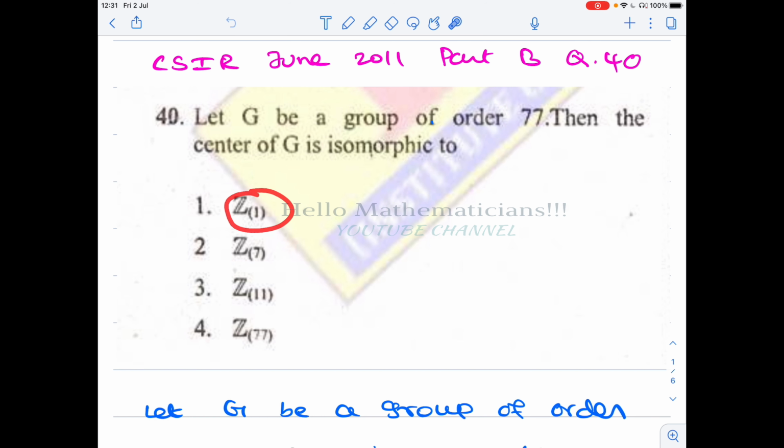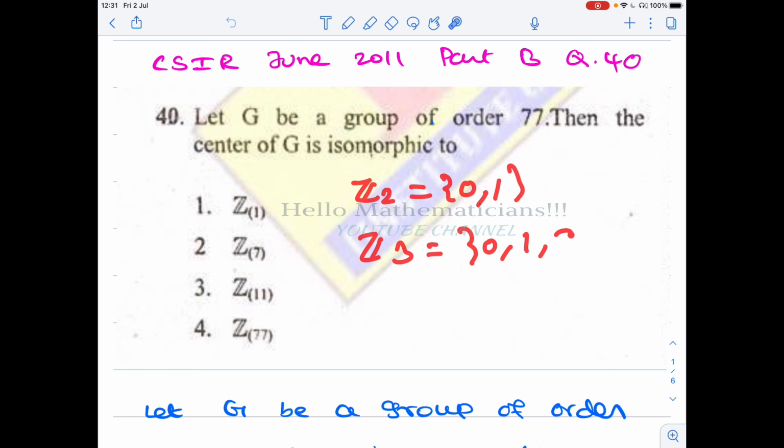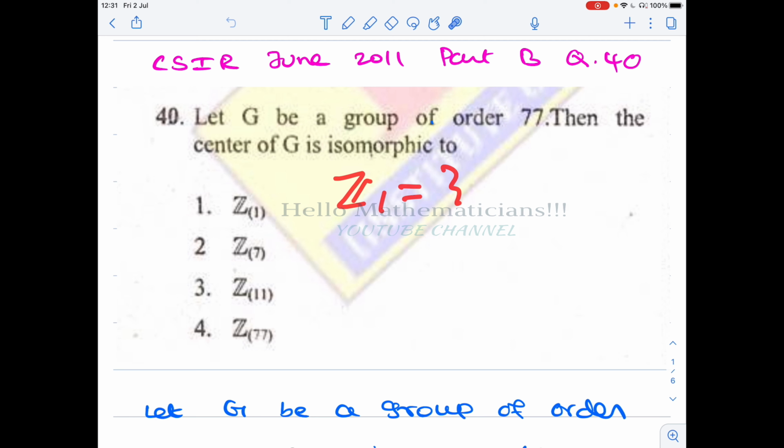It is Z1. Usually Z2 means it contains 0, 1, Z3 means it contains 0, 1, 2, and so on. By notation, Z1 just consists of the singleton 0. It is common terminology. So the center of G is isomorphic to Z1, Z7, Z11, or Z77. That is the question. Okay, let's continue.